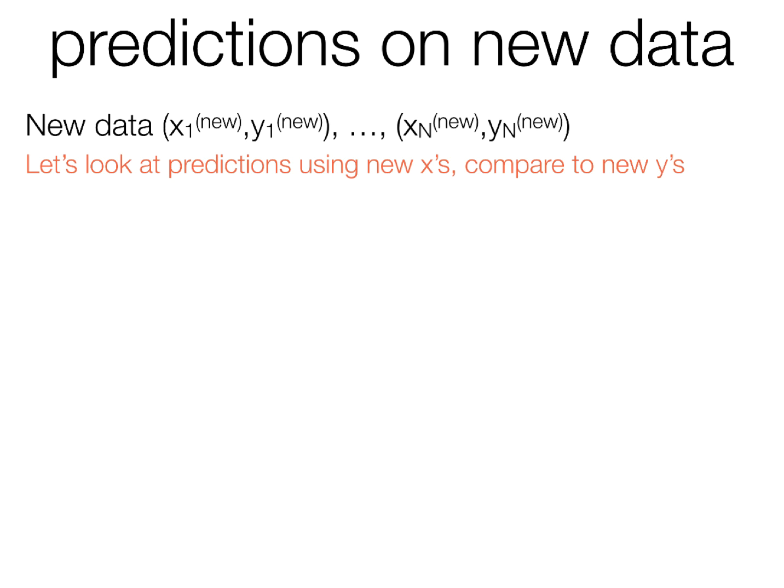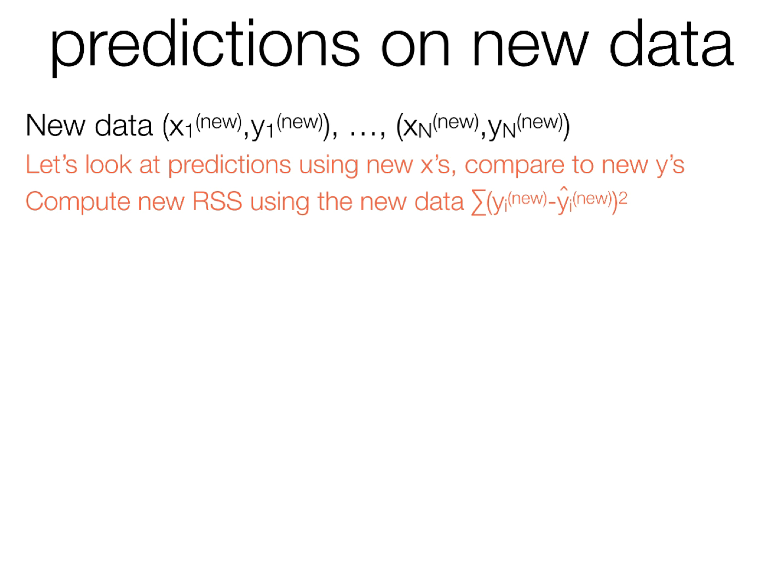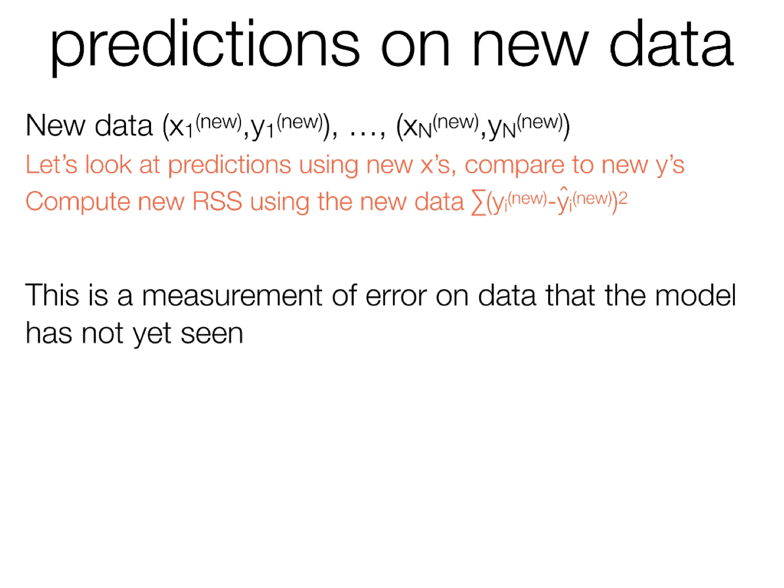And we're going to compute a residual sums of squares on the new data using the prediction from the model, okay? This is going to be a way for us to kind of measure the error of the model on data that it hasn't yet seen, right? So of course, when we make predictions, we're interested in making predictions on data that we have not yet seen. We're not particularly interested in data that we already have seen, okay?